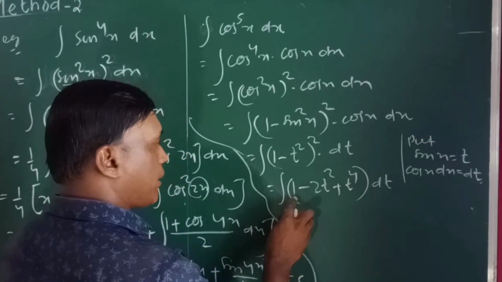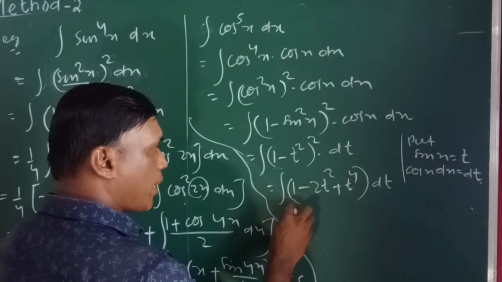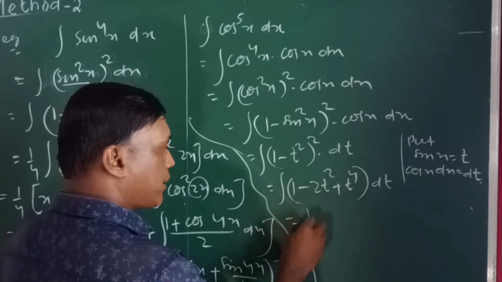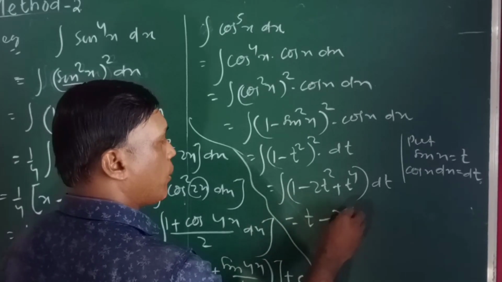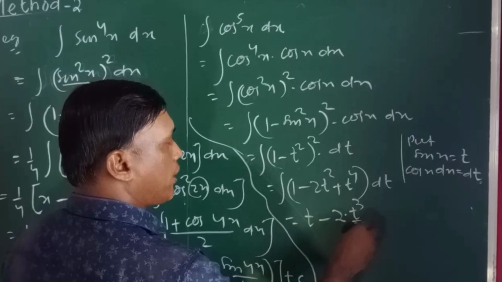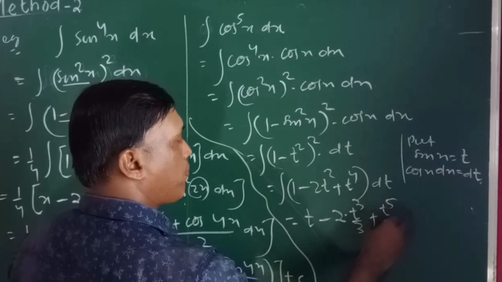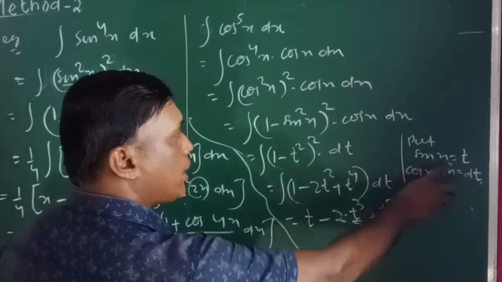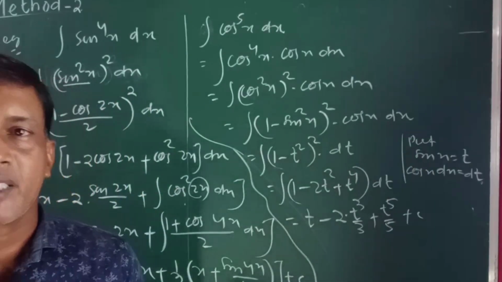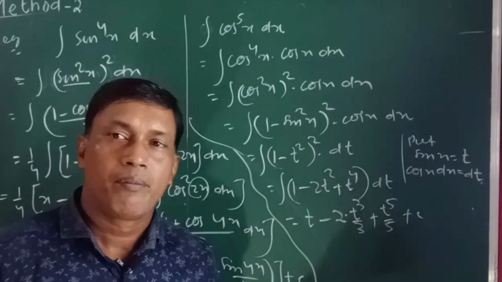So integration is integration 1 into dt, 1 into dt is dt, integration of dt is t, minus 2 into integration of t square is t cube by 3, plus t to the power 5 by 5 plus c. So put t is equal to sin x to get the answer. If you put t is equal to sin x, then you can find the answer.